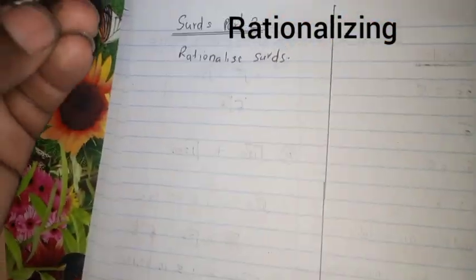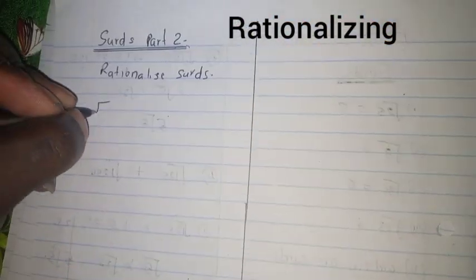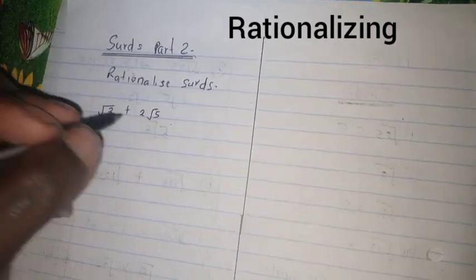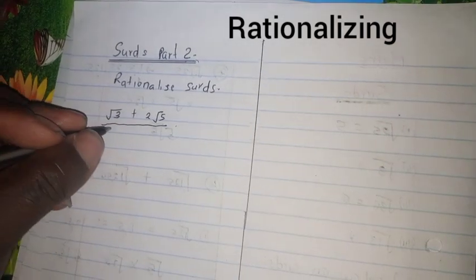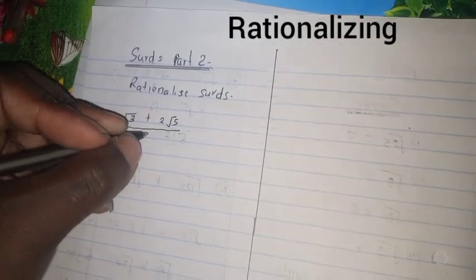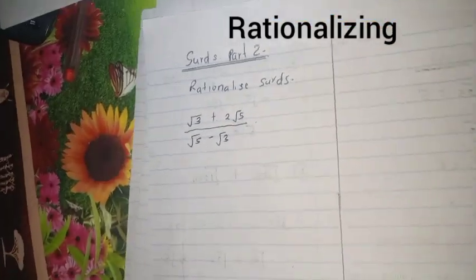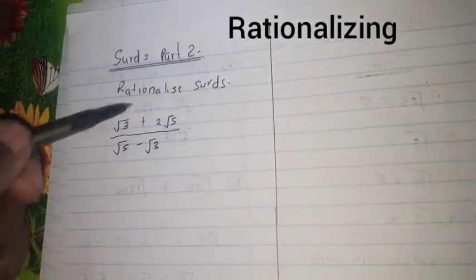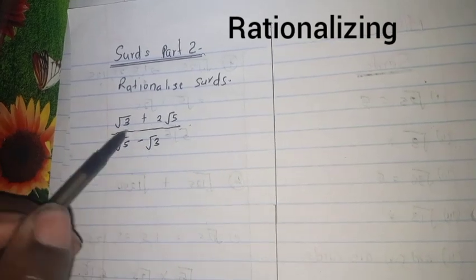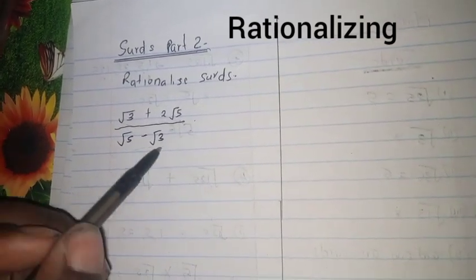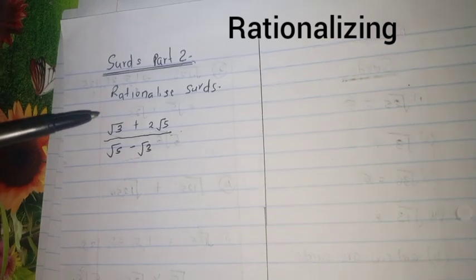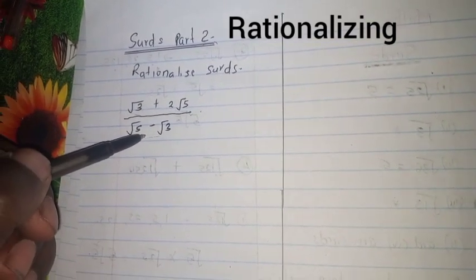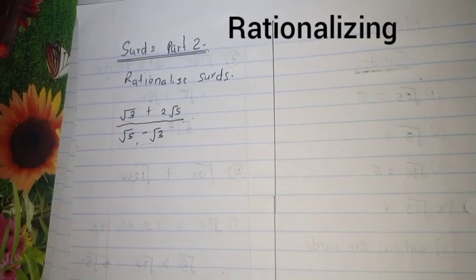Now, if an example of a surd is given as root 3 plus 2 root 5 over root 5 minus root 3, how do we rationalize this one? In other words, we're supposed to write this one without the denominator, because when it has the denominator, we don't have a way to divide surds that have a denominator, but we can rationalize and write it as one.